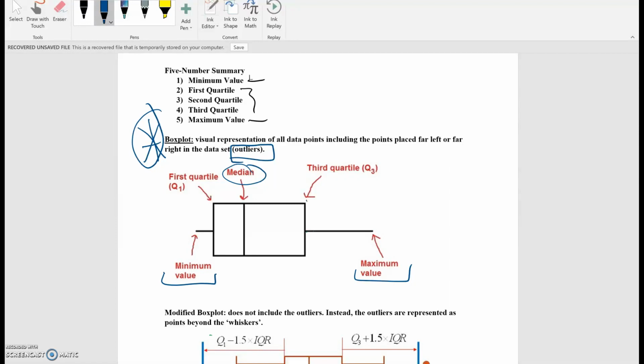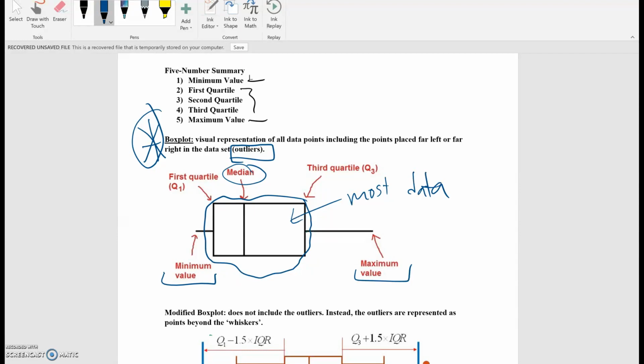Now the quartiles contain the majority of my data. That's where the box comes from. So this is where most data points are at. Now, the further part is the rest of the data. And that's basically all it is.